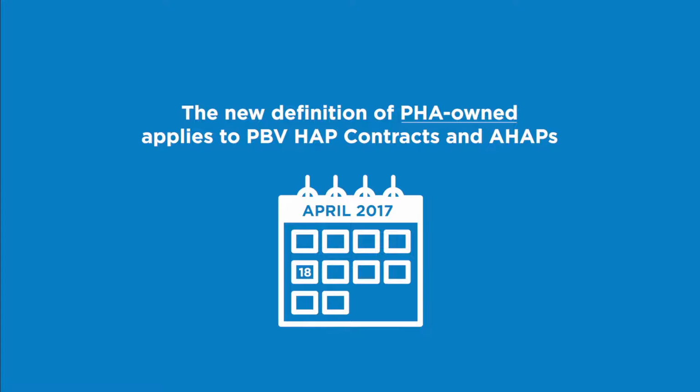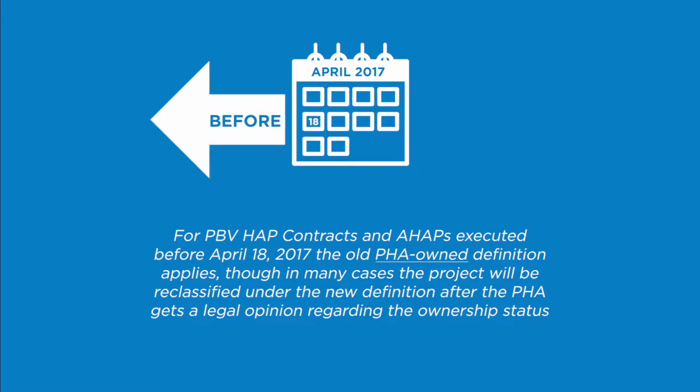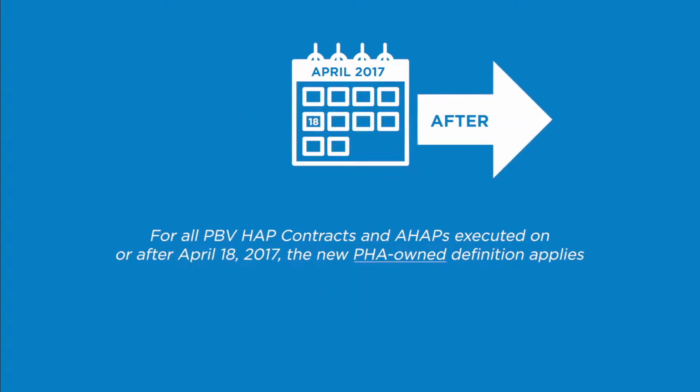So this means, for PBV HAP contracts and AHAPs executed before April 18, 2017, the old PHA-owned definition applies, though in many cases the project will be reclassified under the new definition after the PHA gets a legal opinion regarding the ownership status. We'll discuss this further later in the video. And for all PBV HAP contracts and AHAPs executed on or after April 18, 2017, the new PHA-owned definition applies.